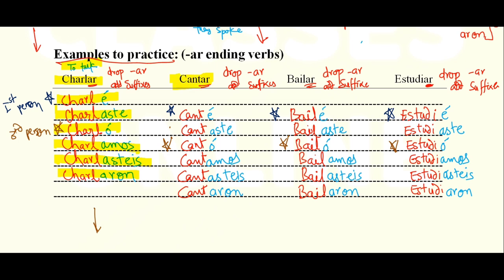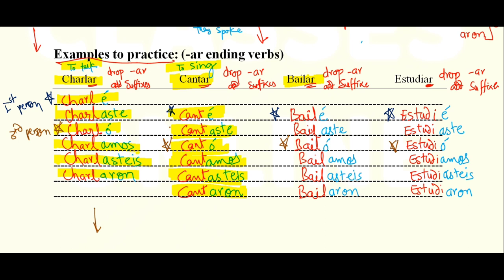Cantar is an AR ending verb, that means to sing. Respective conjugations are canté, cantaste, cantó, cantamos, cantasteis, cantaron. Remember, first and third person singular with accent.